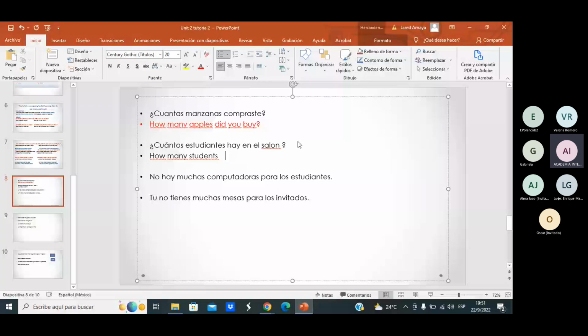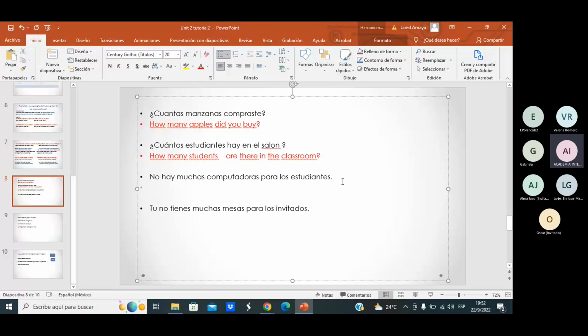That's correct, because this is a question. Are there in the classroom? In the classroom or in the room? Yeah, that's correct as well. In the room, in the classroom, both are correct. Okay? How many students are there in the room? Ambas son correctas. Ahora, si se fijan, no utilicé there are porque es una pregunta, are there. Por eso se usa are there. Okay, that's good. Excellent. Number 3.